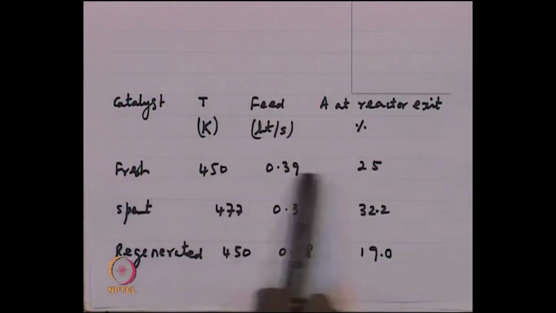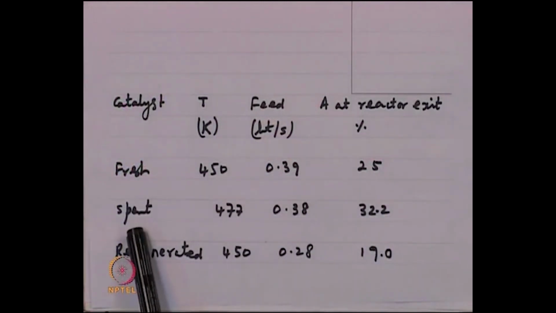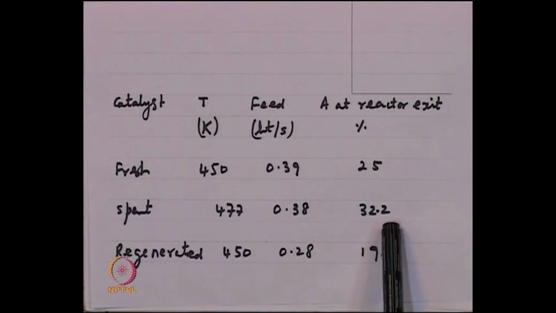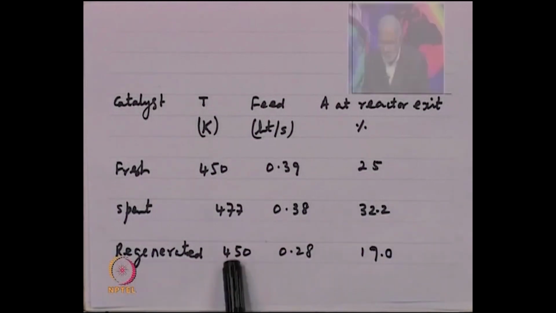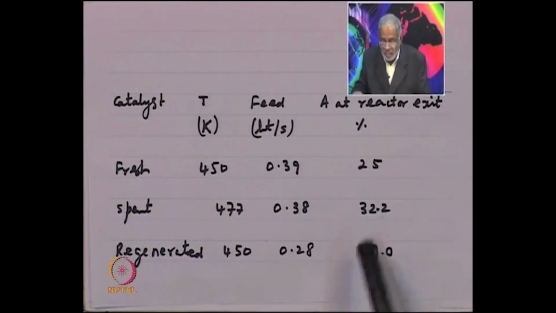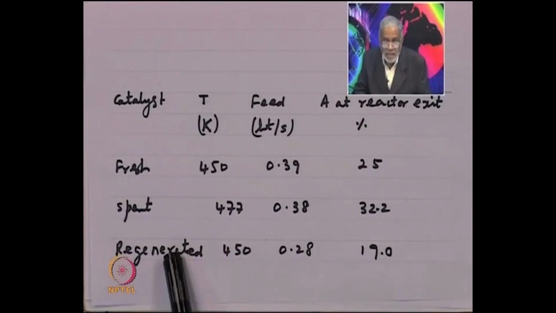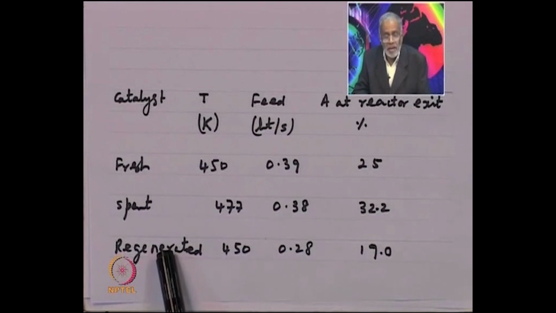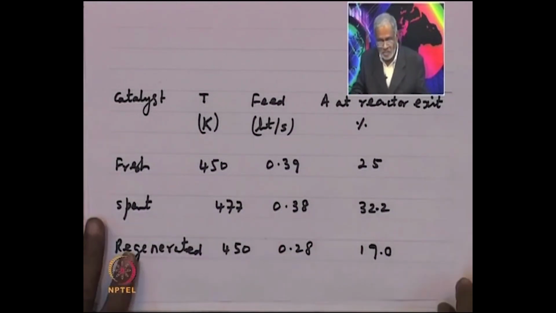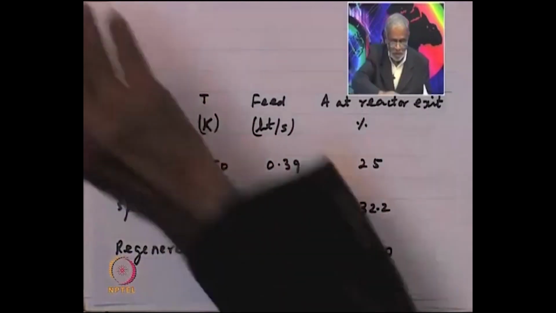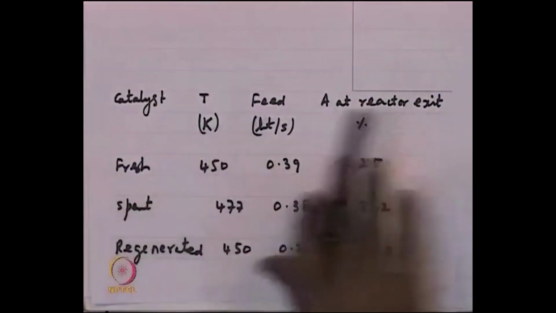It means the following: we have a catalyst which is fresh, which performs like this. We have a catalyst which is spent, which performs like this. We have a regenerated catalyst which performs like this. We have to see the three sets of data and advise whether we should buy the regeneration process. If so, why? If not, why not? This is the kind of question that we want to answer.